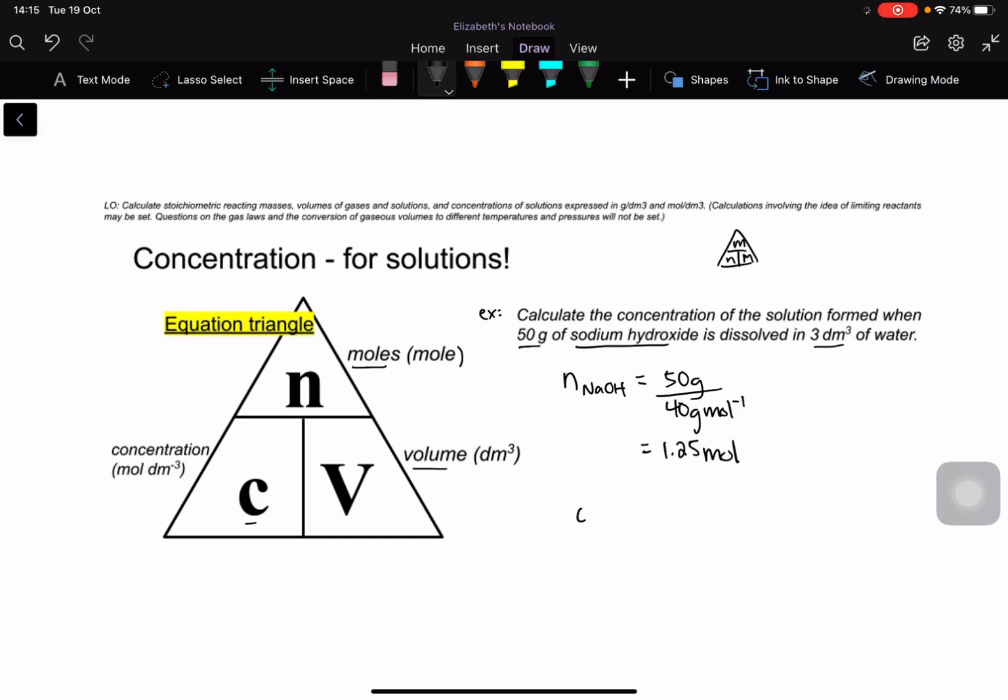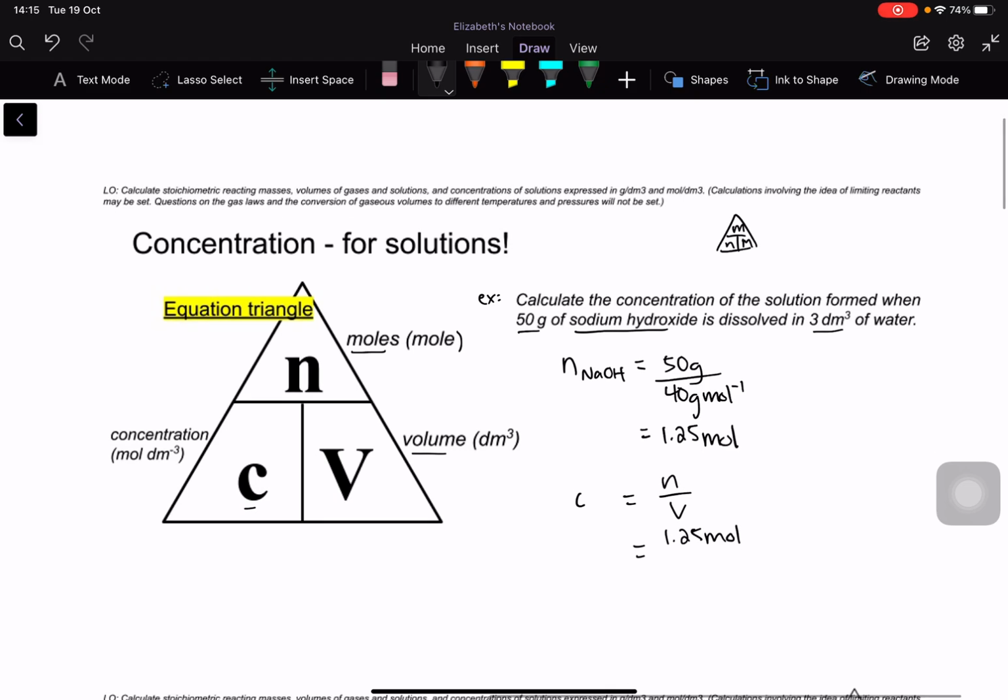We know that the concentration is equal to the moles divided by the volume. We just found the number of moles, and our volume is given in the question as 3 decimeters cubed. And so to find the concentration, all we do is that division. And overall, when I type that into my calculator, this is what I get with a whole bunch of 6's, moles per decimeter cubed. So in 1 decimeter cubed, there's about 0.4 moles of sodium hydroxide.